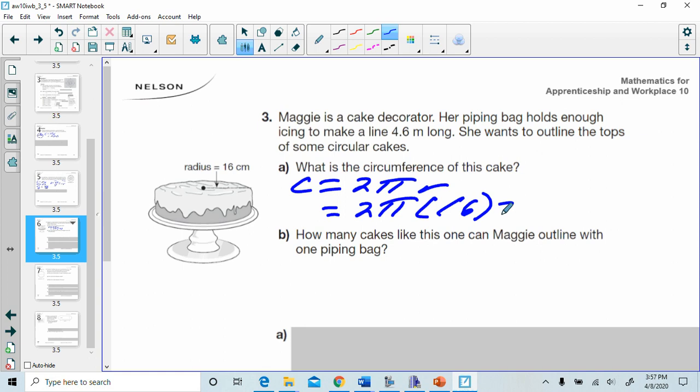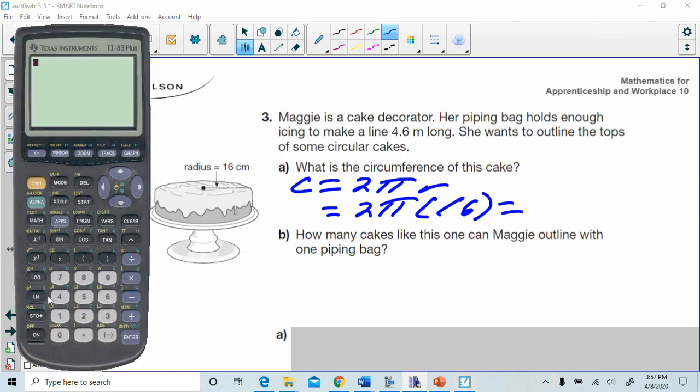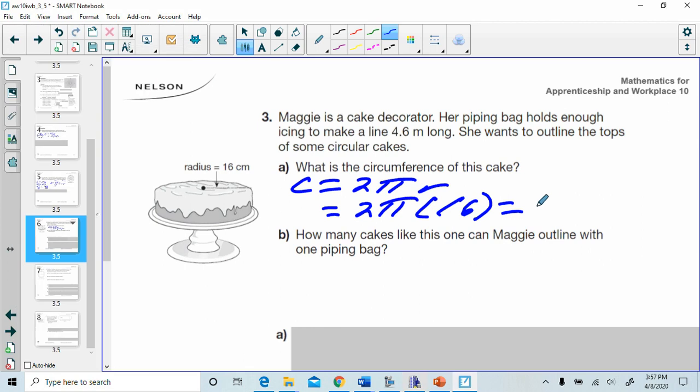Okay, and we'll just use the pi button again. Let's get our numbers. So 2 times pi times 16. That will give us about 100.5 roughly. And that will be centimeters. That'll be important for later.